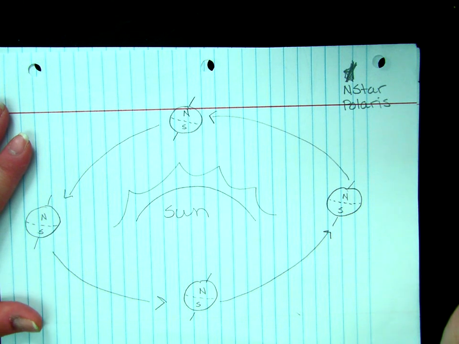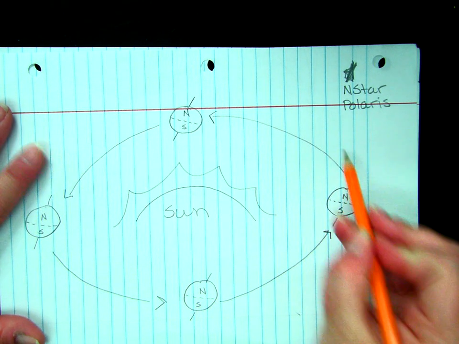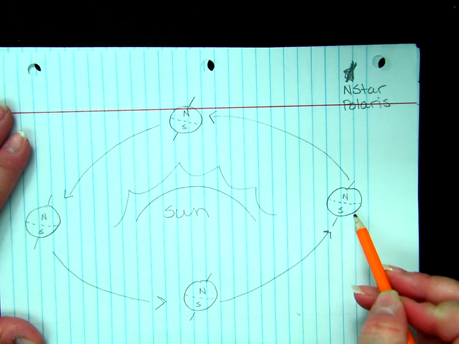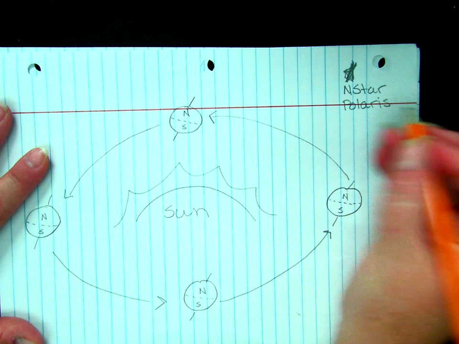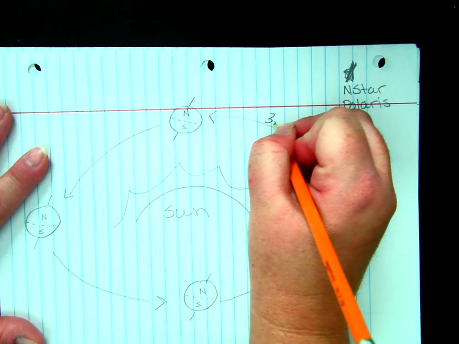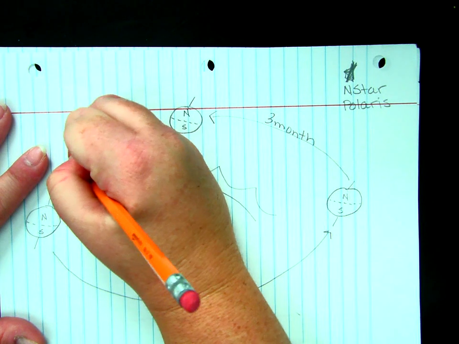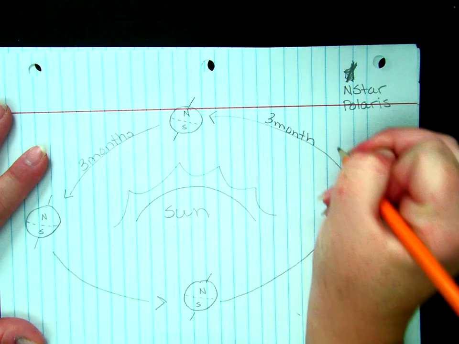So let's dive deeper into this. Our Earth takes 365 days to get around the sun. That means between one model to the next, we are having a 3-month span. So every 3 months, we come to a new season.